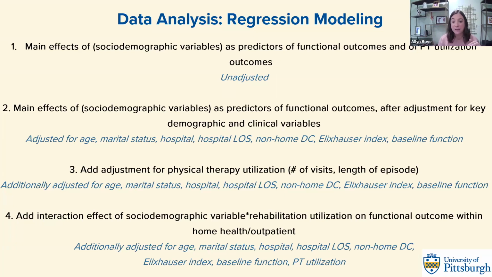Second, we looked at the main effects of each of those predictor variables on discharge function within each setting, home health and outpatient, after adjusting for common demographic and clinical variables listed here in blue, as well as adjusting for baseline function. And then third, we additionally adjusted for rehab utilization to understand how rehab utilization plays any role in the relationship between those predictors and discharge function. And then finally, we looked at that interaction effect of that sociodemographic predictor with rehab utilization on functional outcomes.